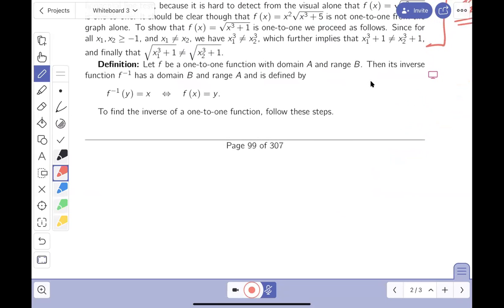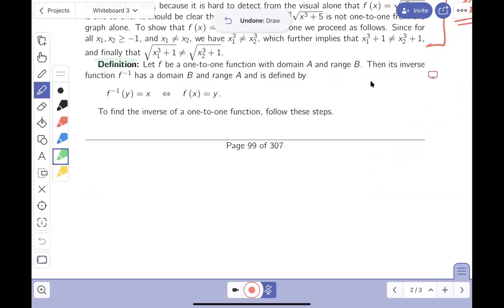And I'll read it to you. All right, definition. Let f be a one-to-one function. Now, what does that mean? That f would pass the horizontal line test. Now, what does that mean? I could draw a horizontal line, and it's going to hit the curve at most once. With a domain A and a range B. So f must be one-to-one with a domain A and a range B.